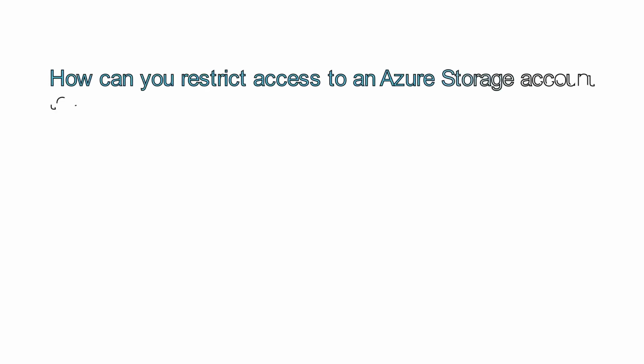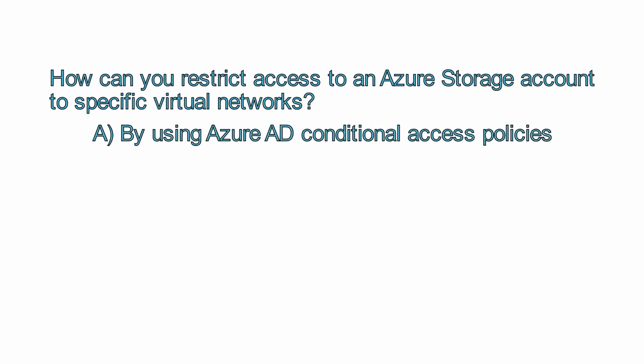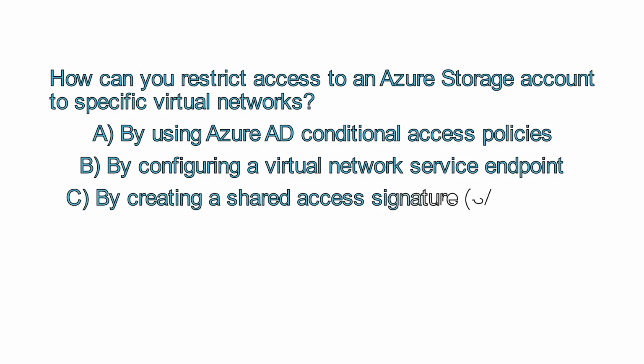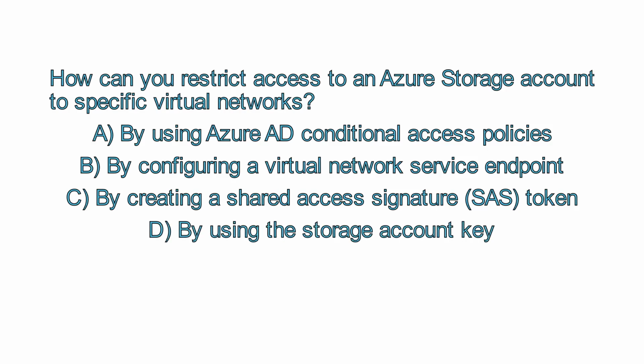How can you restrict access to an Azure storage account to specific virtual networks? A. By using Azure AD conditional access policies. B. By configuring a virtual network service endpoint. C. By creating a shared access signature, SAS token. D. By using the storage account key.